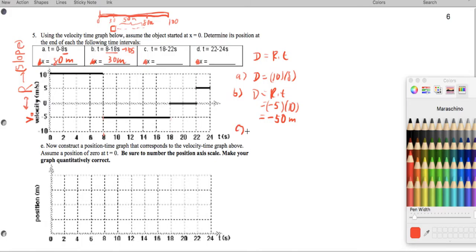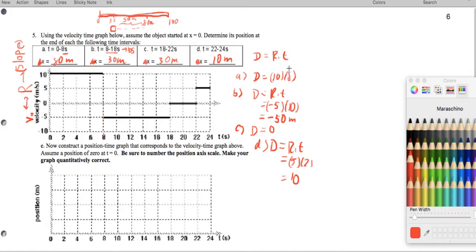And then for part C, our speed is 0, so we cover 0 meters. We just sit there. And so we're at the 30 meter mark. And then finally, at the end for part D, distance is rate times time. Our rate is 5 meters per second, and we're doing that for about 2 seconds. And so we travel an additional 10 meters forward, and we end up here.